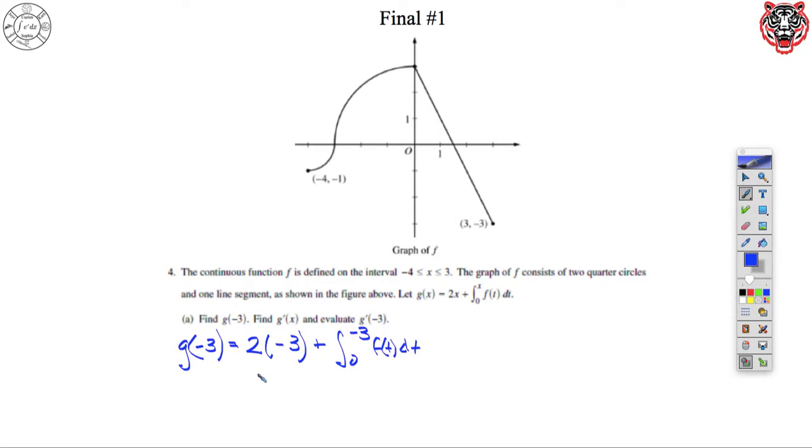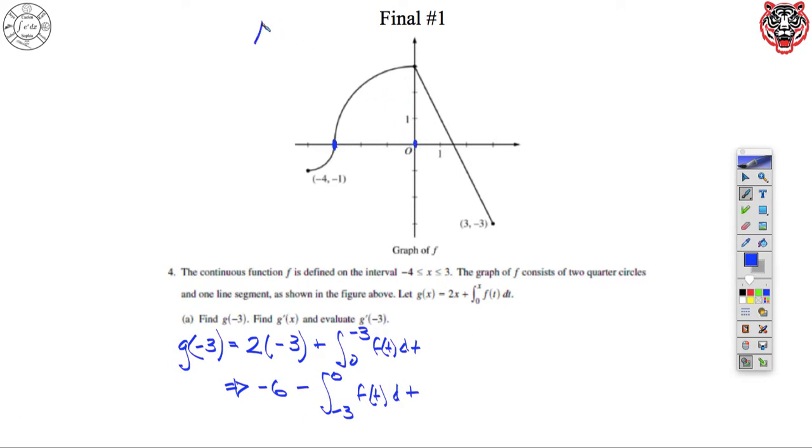Alright, so simplifying this a little bit further, that's going to be turned into negative 6 plus, oh, actually I'm going to switch this to a minus and then switch these bounds from negative 3 to 0, so it goes from smallest to biggest of f of t dt, and I need to find what that is. That's just the area bounded by this region. So from negative 3 to 0, so negative 1, 2, 3, so from here to here. So it's asking about that quarter circle.